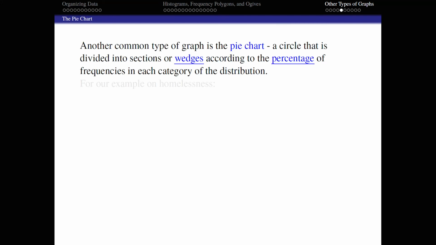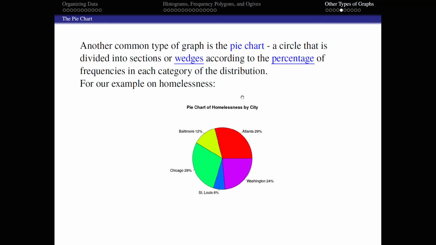Another common type of chart is a pie chart. This is a circle that's just divided into wedges according to the percentages or the relative frequencies of each category. So for example, we would break up our circle into little slices that represent the different percentages.